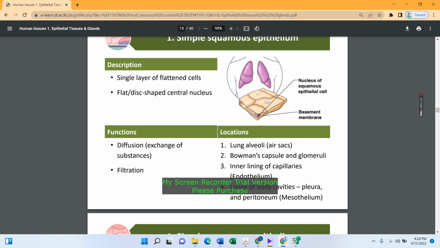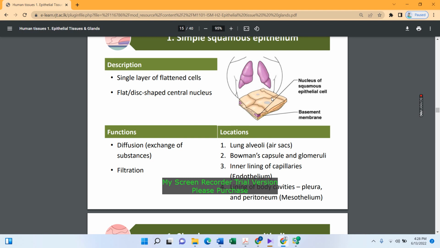So you can see these are flattened cells, right? Single layer of flattened cells, and they have a flattened central nucleus. Since they are really flattened, that means they are very thin, so they facilitate diffusion. So simple diffusion, and exchange of substances, and also filtration. So the two basic functions of simple squamous epithelium are diffusion and filtration.